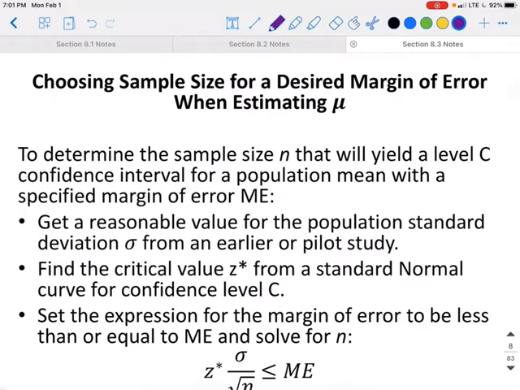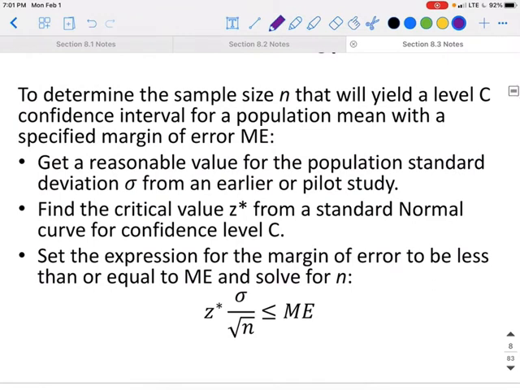So when you need to determine how to choose a sample size for a desired margin of error, you need to get a reasonable value for the population standard deviation from earlier or pilot studies. You need to find the critical value z star from the standard normal curve, and you need to set the expression for the margin of error to be less than or equal to whatever you're looking for. So for our margin of error formula, we can say z star times the standard deviation of the population divided by the square root of the sample size must be less than or equal to your margin of error.